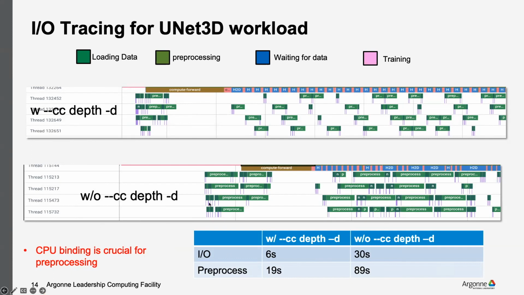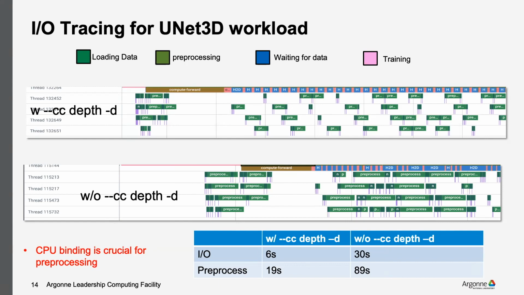In the case here, this is without the CC depth, and this is with the CC depth. If you have the CC depth and then specify the distance, basically you make sure that those I/O threads are placed in different CPU cores, and that also improves the performance significantly. As you can see here, this is also a 5 times difference without it. So this is another important thing to be aware of.